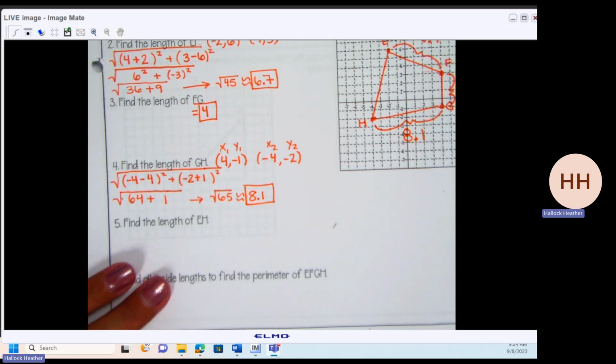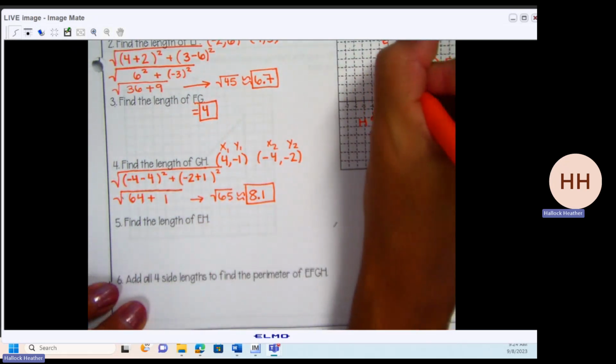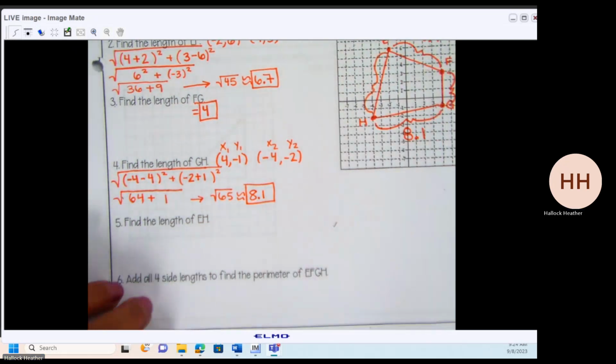Now take a minute, try to set up the last side from E to H. We're going to skip on the digits. Or no, the last one. Actually, I'm going to let you choose, but number 6.